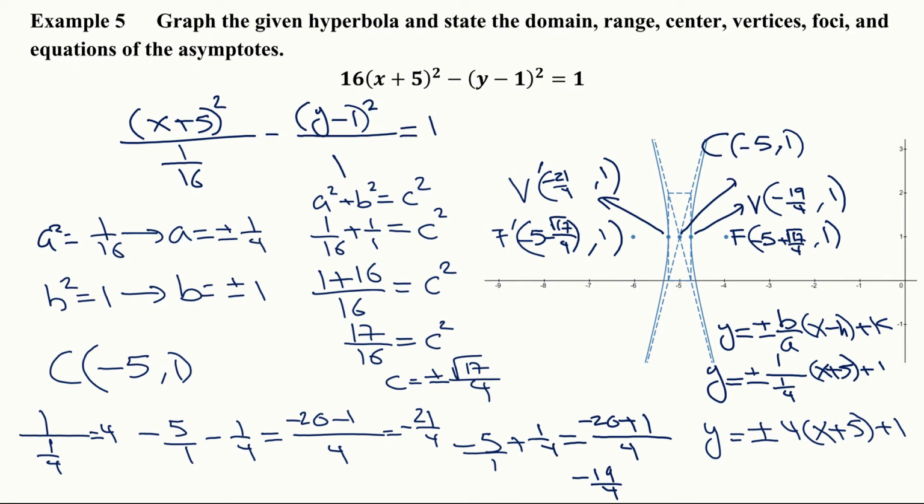Finally, domain and range. Domain is going to be negative infinity all the way up to that point right there on the vertex, so negative 21 over 4. Make sure to include it with a bracket. Union, starting here at this point, which is negative 19 over 4, to infinity. All right. What about the range?